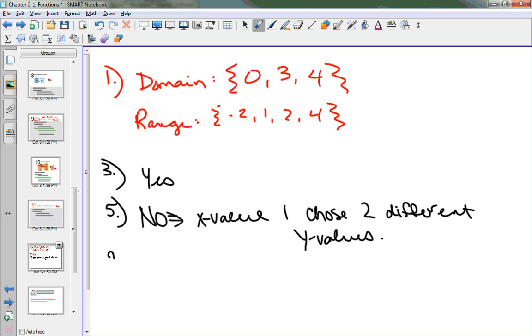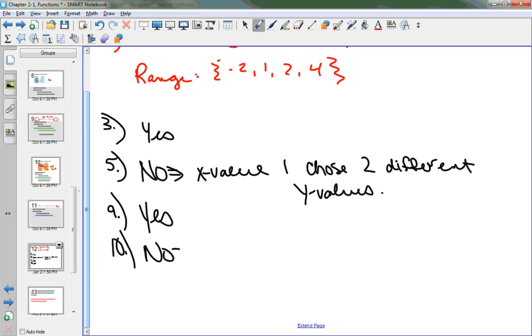Number 9. Is this a function? Yes. Why is that a function when it's given in a mapping diagram? How do I determine that? There are not 2 arrows coming off of any one x, so yes, this is a function. How about number 10? Is that a function? No. Why is number 10 not a function? The x value, 2, chose 2 different y values.